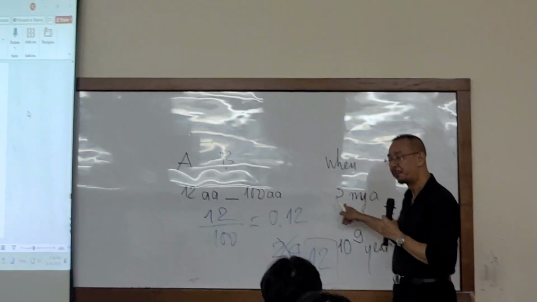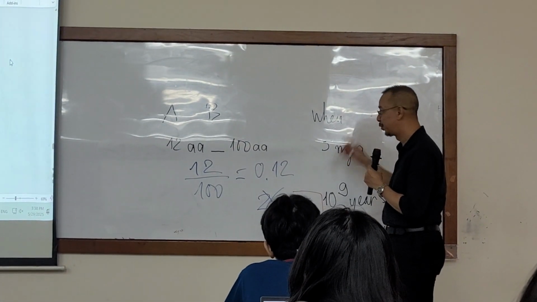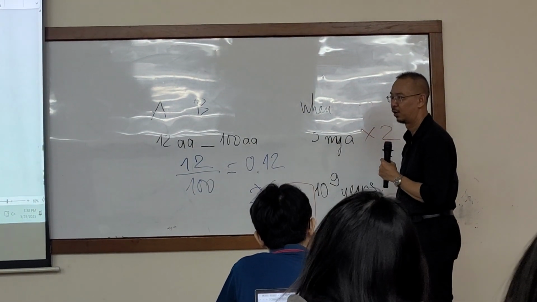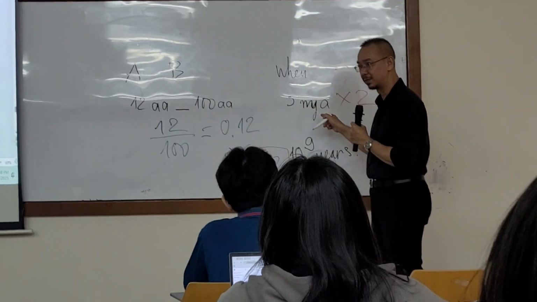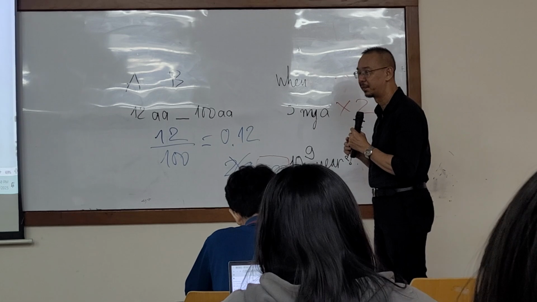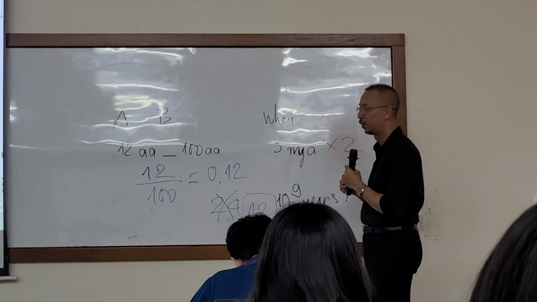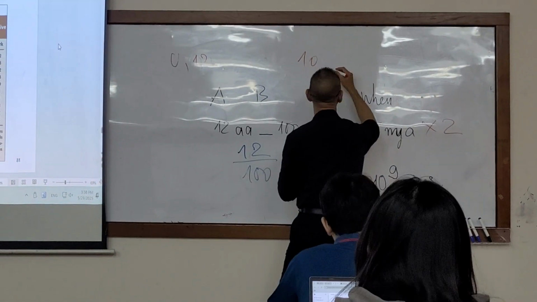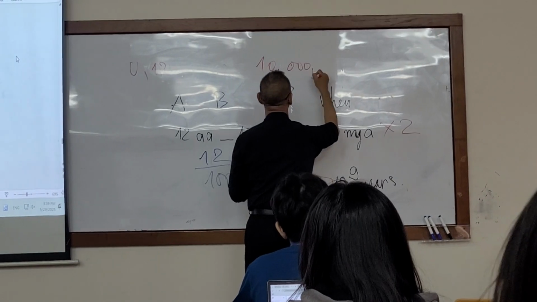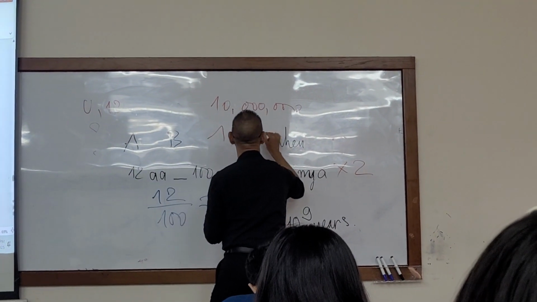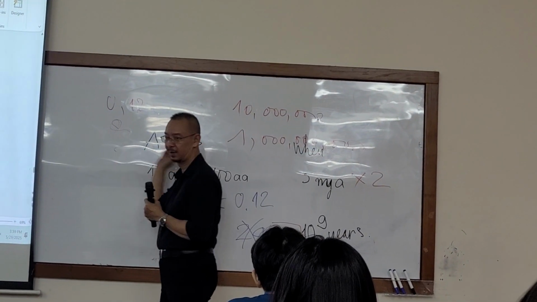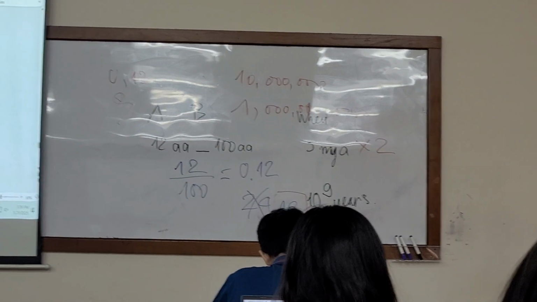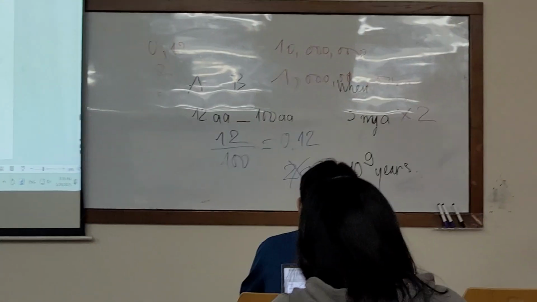Here it says 5 million years ago, so we need to calculate the time for both species. You have to multiply by 2. This is not the total time, so you have to base it on the total time. Then you set up 0.12 per 10 million years, and then 1 billion years. Now, very simple calculation. Go on for the final result.